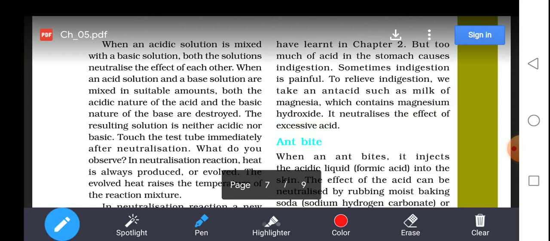That neutralizes the effect of excessive acid. When you are having acidity, you have to take this magnesium hydroxide so that it will neutralize the acid and you will feel relief. So the next one is ant bite.